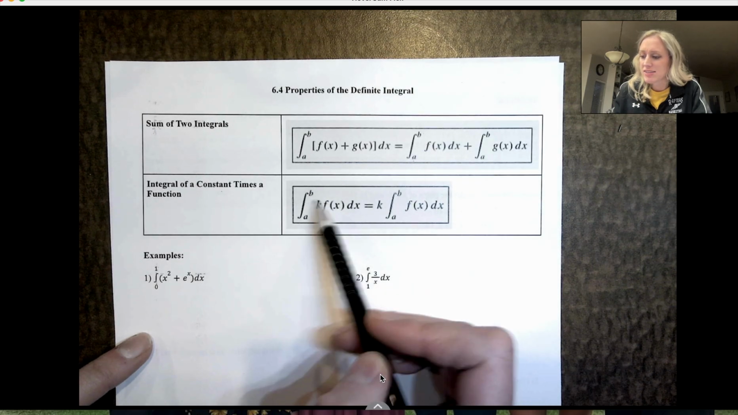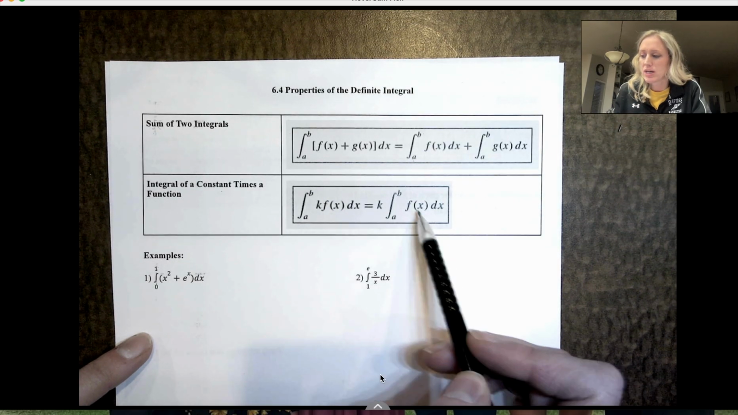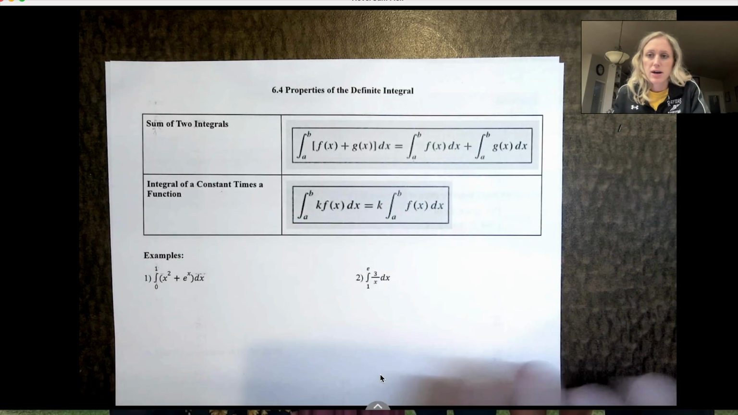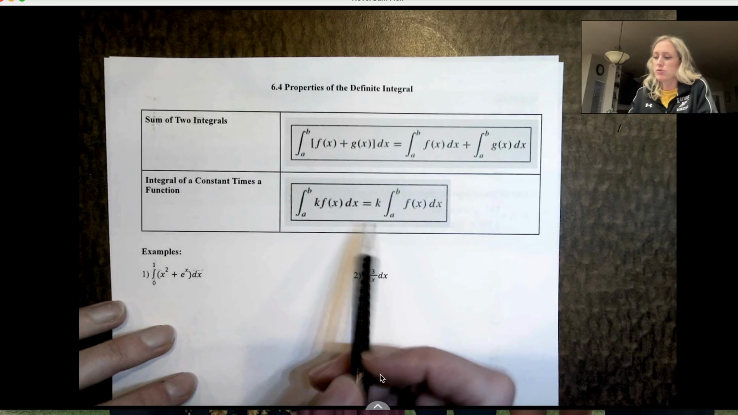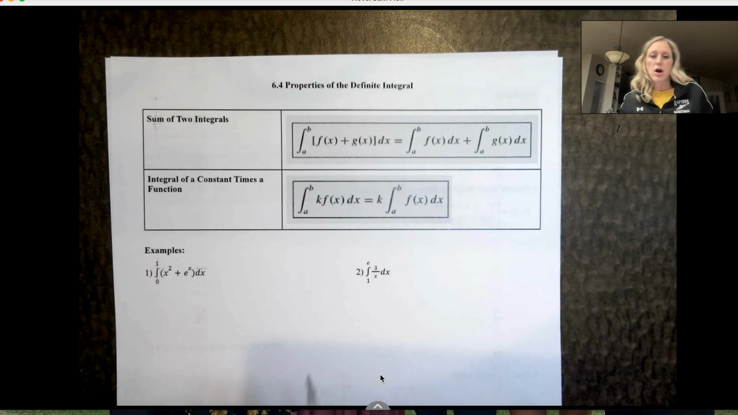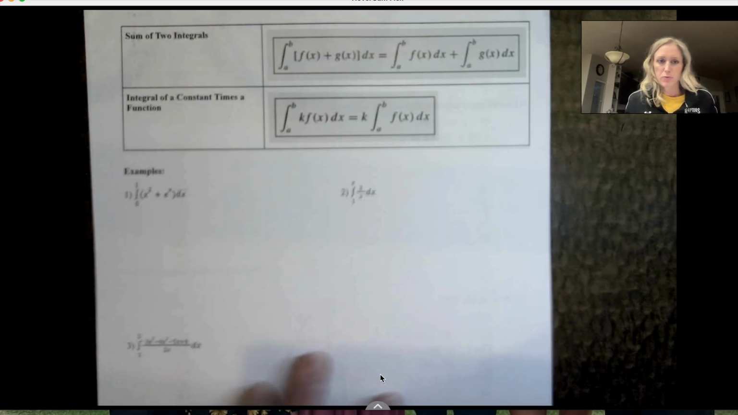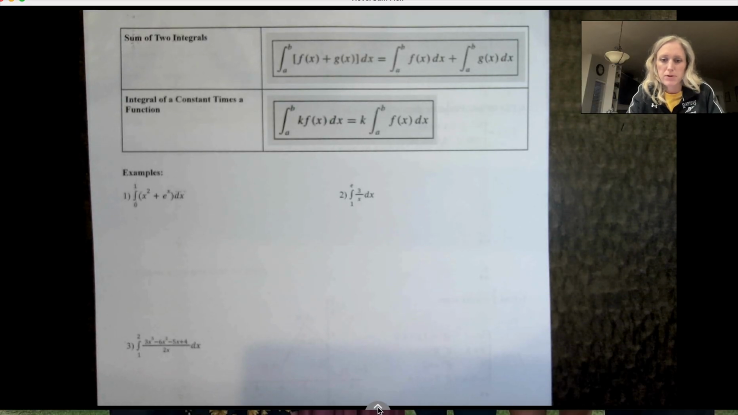If we have a constant multiple times a function, we can actually pull that constant out. Same thing as when we find the derivative, the constant just remains there. We can do the same thing with integrals. Okay, so we're going to do a couple examples where we're going to use those properties.